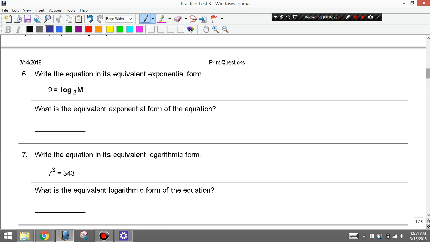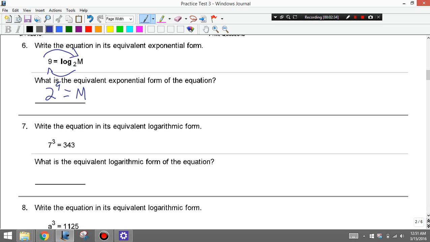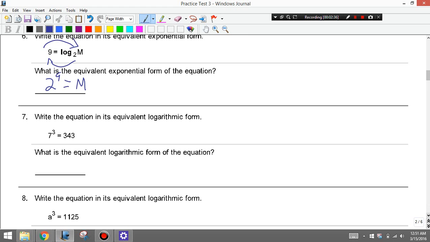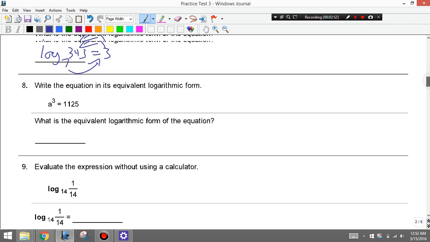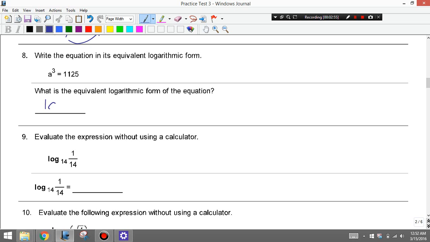We're pretty good at these. In exponential form, 2 to the 9th power equals m. In logarithmic form, log base 7 of 343 equals 3, and it's because 7 to the 3rd equals 343. Logarithmic form, the base is a. Log base a of 1125 is equal to 3.